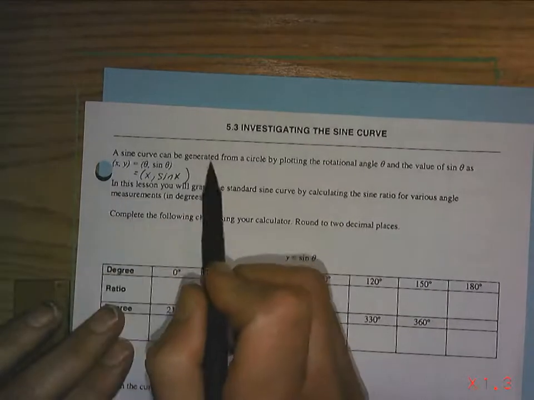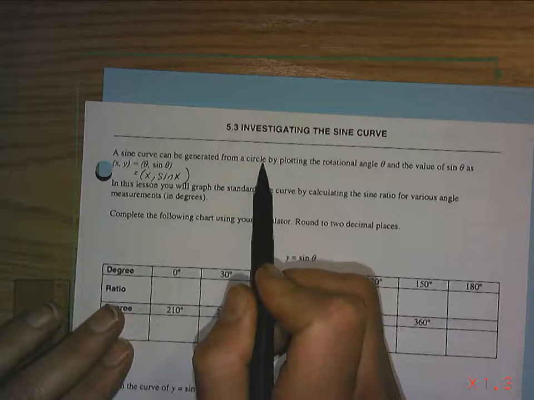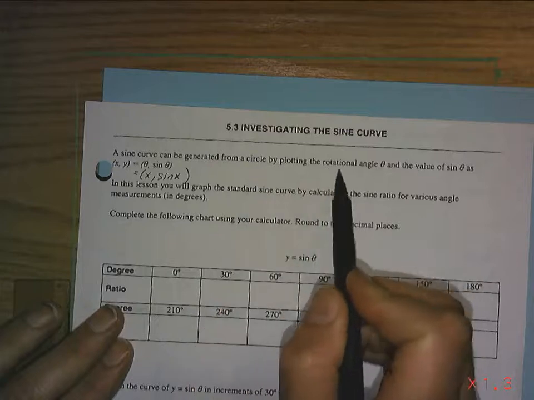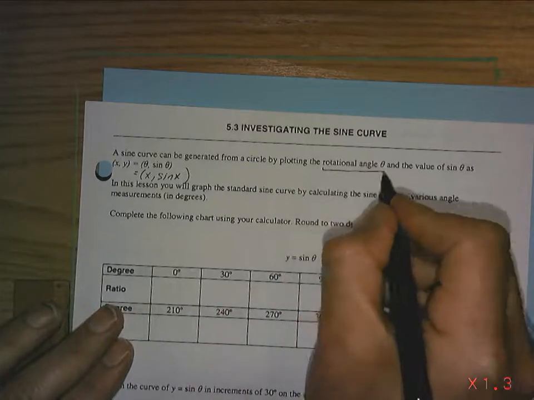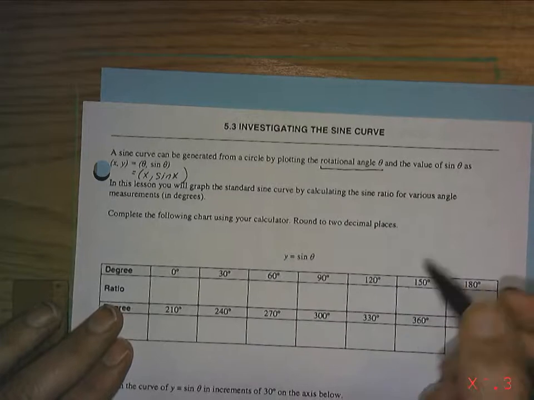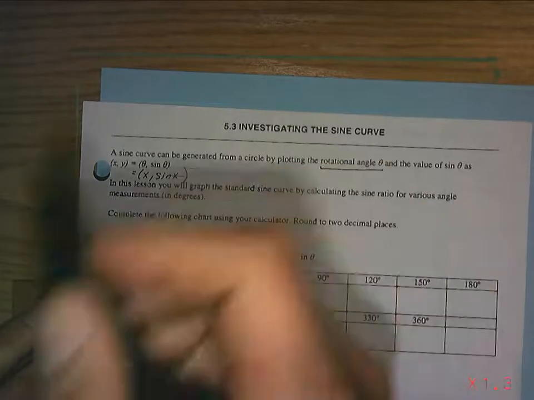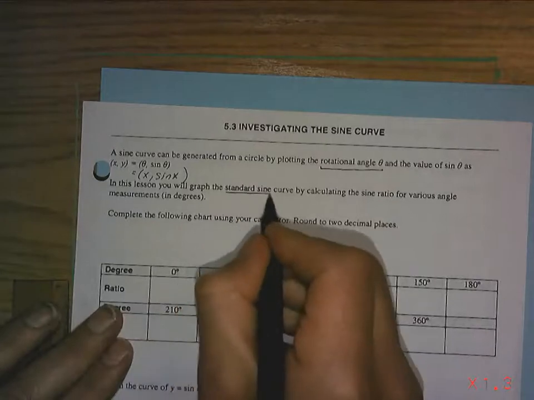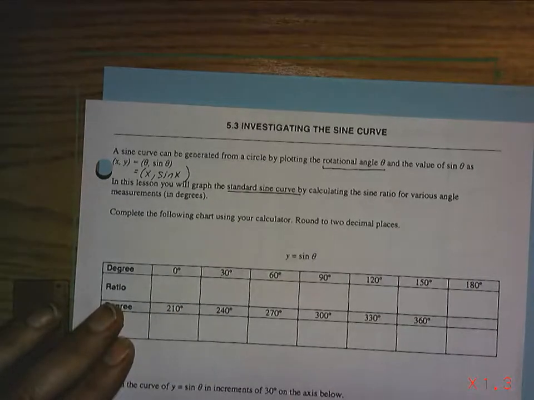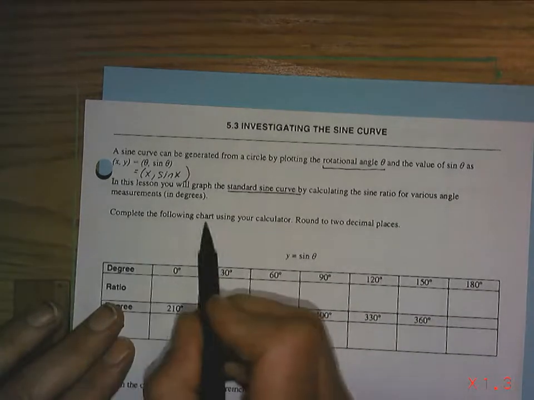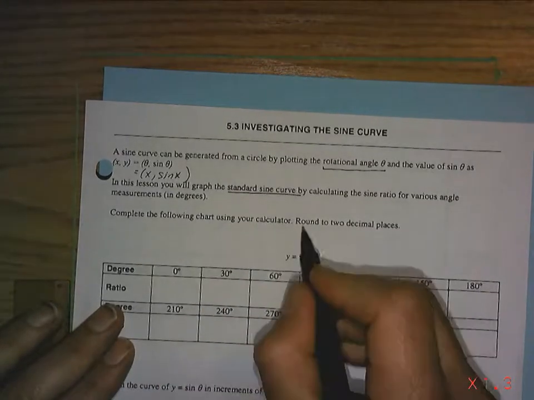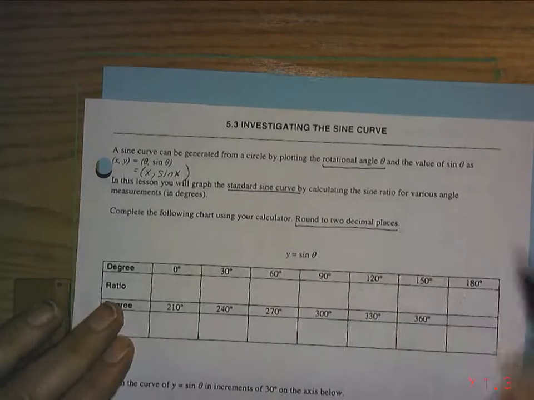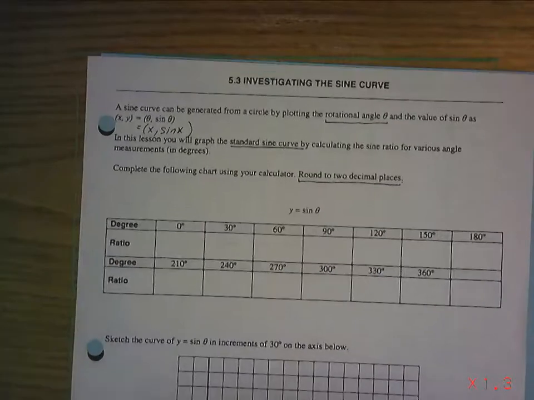A sine curve can be generated from a circle by plotting the rotational angle. We talked about that in the last video. A rotational angle and the value of sine theta as we rotate. In this lesson, you will graph the standard sine curve by calculating the sine ratio for various angle measurements in degrees. Complete the following chart using your calculator and round to 2 decimals. So, we're going to have a chart created. It's going to look similar to this.